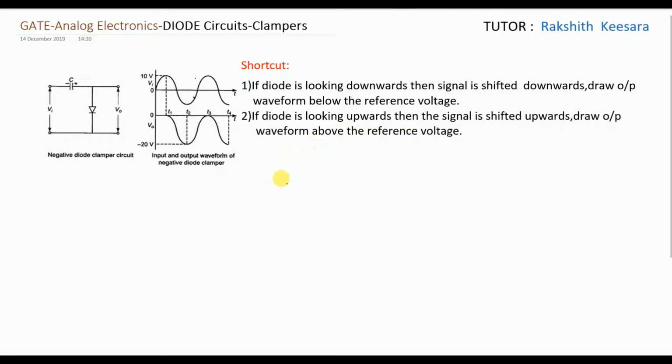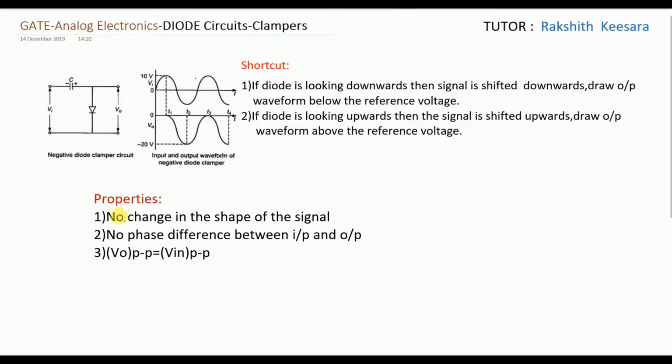But friends, before drawing this, I will tell you the 3 properties of clamper circuits which are very important. So first property is no change in the shape of the signal. This means if you apply input voltage sinusoidal, you will get output voltage as sinusoidal. If you apply input as square, you will get output as square. So this is the no change in the shape of the signal. But if you apply sinusoidal, you won't get square output. You will get sinusoidal only. So it won't change the shape of the signal.